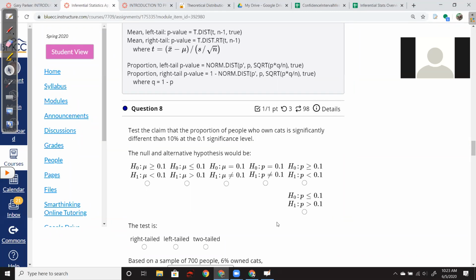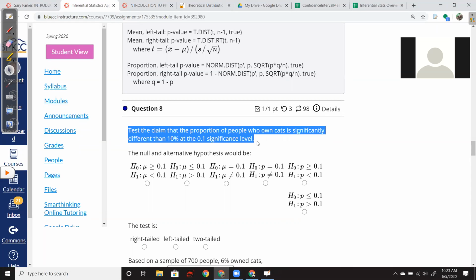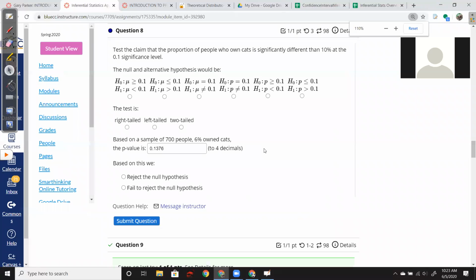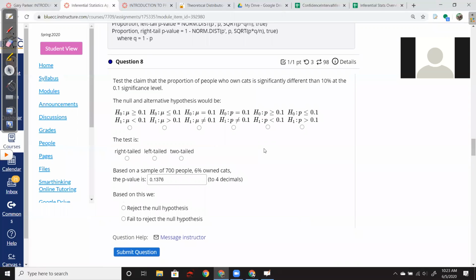So number 8 is a question that's worth doing more than once because it'll be a very different test each time. I was given here, let's see, test the claim that the proportion of people who own cats is significantly different, which means not equal. So this is a two-tailed test, which I find to be a little bit harder than other ones. So let's see, I'm going to narrow my screen for a sec and then copy this. And interesting, why did it fill that in there? So this should be a new problem.